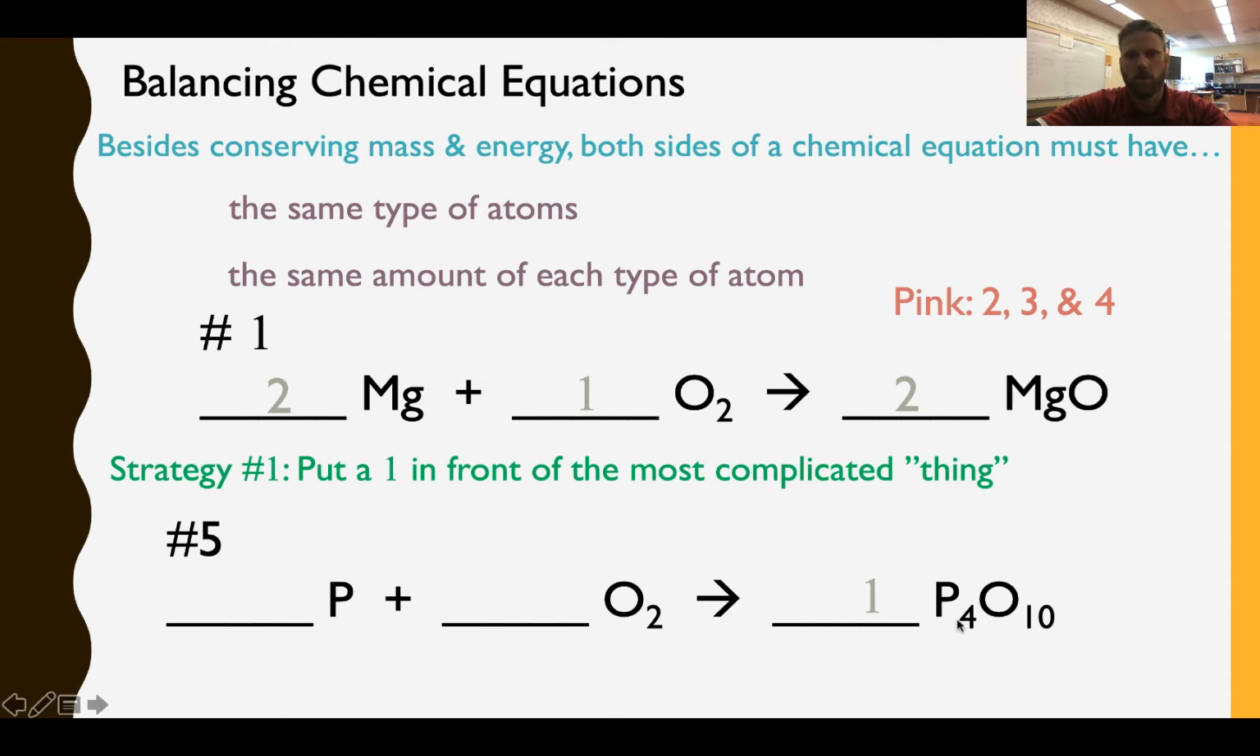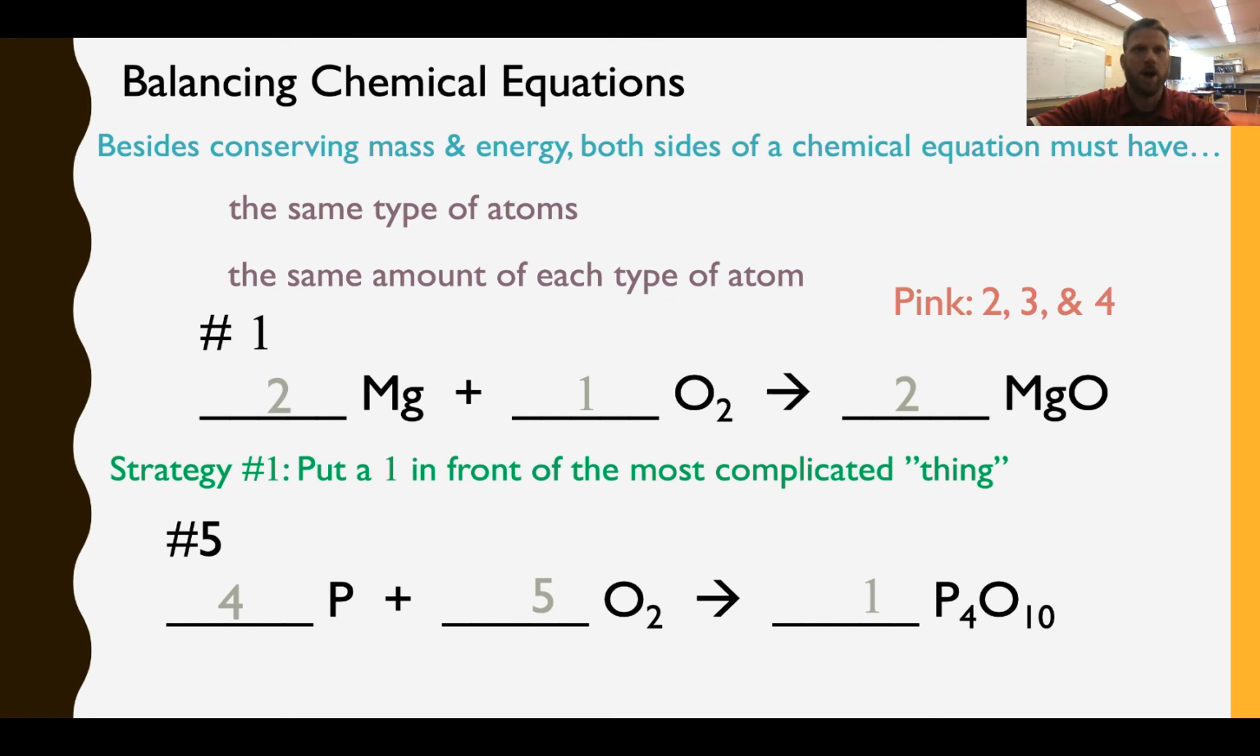That means there are 4 phosphorus atoms on the product side. To get 4 phosphorus atoms on the reactant side, we need to use a 4 for the coefficient of phosphorus. Now let's look at oxygen. There are 10 oxygen atoms on the product side. So we need 10 oxygen atoms on the reactant side. That can be accomplished by placing a 5 in this blank. If we take the coefficient 5 times the subscript for oxygen 2, we get 10. This reaction is now balanced with 4 phosphorus atoms and 10 oxygen atoms on both sides of the equation.